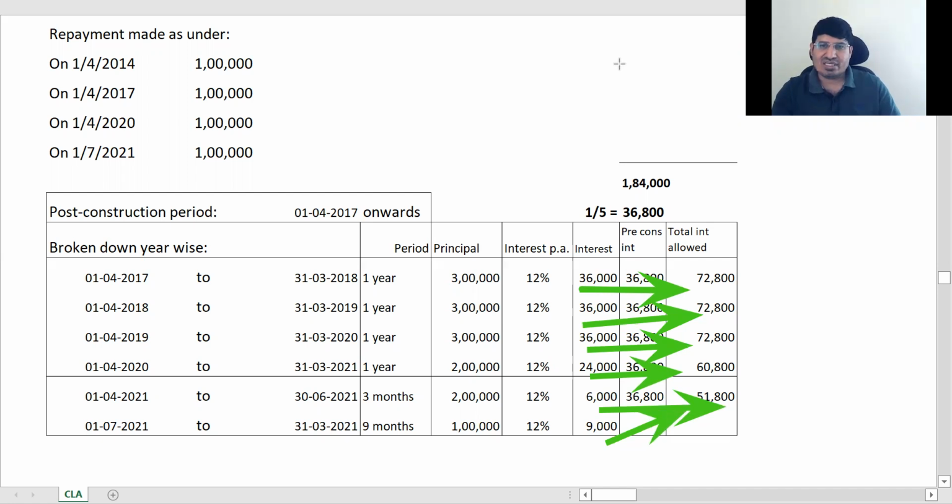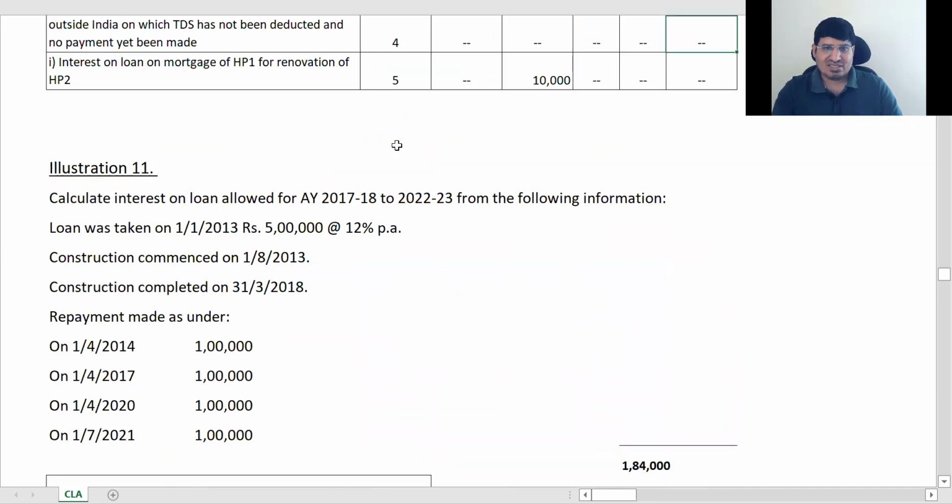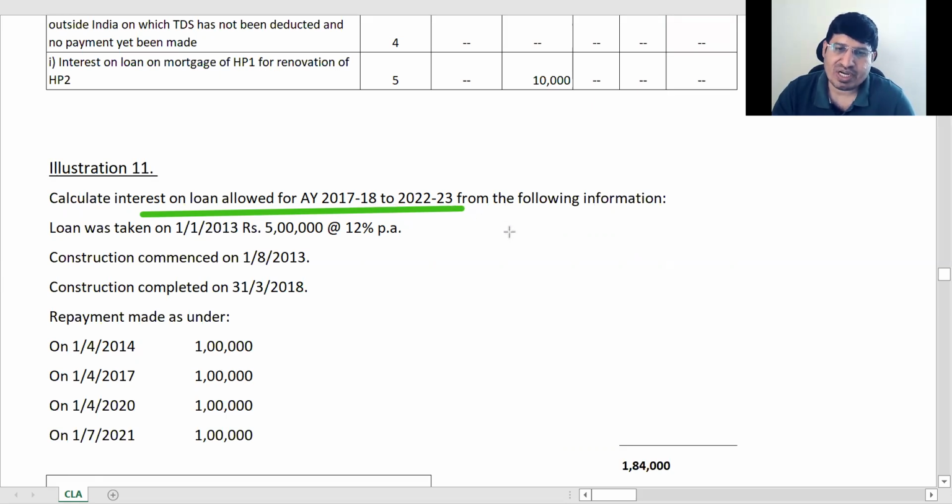So now let us see what he has asked us. Okay, if you see what he has asked us, he has asked: calculate interest on loan allowed for AY 17-18 to 22-23. So just convert it into previous year. Can I say PY 2016-17 to PY 2021-22? Correct? I can say PY 16-17 to 21-22. Correct?